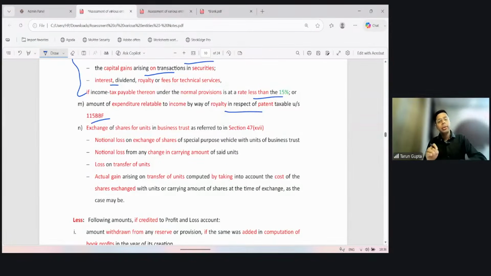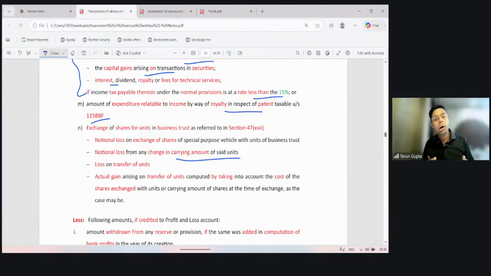Then what does it say? Last clause. It says if there is an exchange of shares of SPV in consideration of units of business trust, then if there's any gain or loss on such exchange, you have to ignore it for MAT purposes. If there's a gain or loss by changing the carrying amount of said units, you have to ignore that.